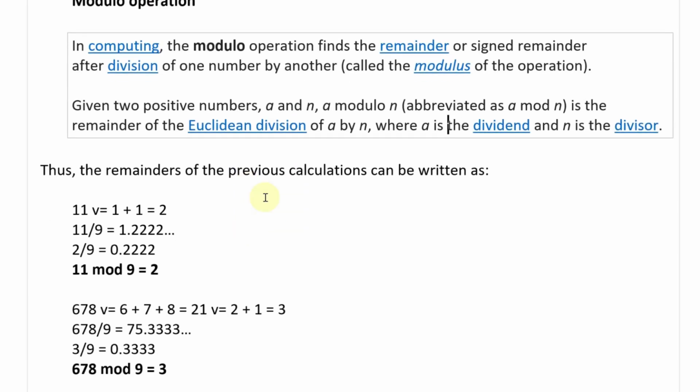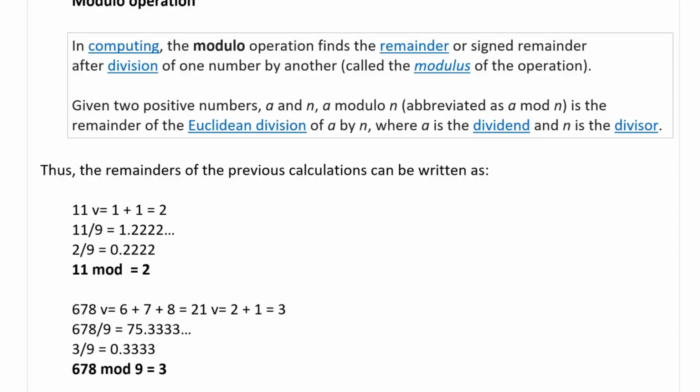So thus the remainders of the previous calculations can be written as: 11v equals 1 plus 1 is equal to 2. 11 divided by 9 is 1.222, again there's a 2 over 9, which is 0.2222. Or you could write 11 mod 9 equals 2. This is the remainder, and it just so happens it's the exact same thing.